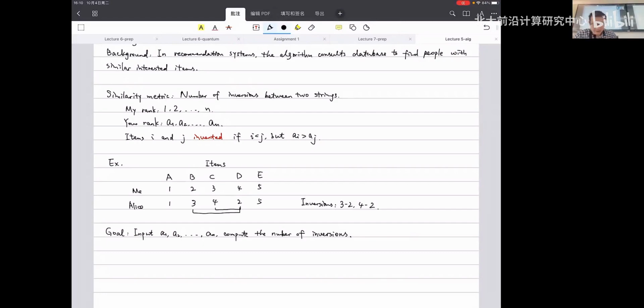Okay, so let's continue to talk about this counting inversions problem. The problem setting, as we just discussed, is quite clear. In general, we have input A1, A2 to AN, and we want to compute the number of inversions. So it's basically this problem.